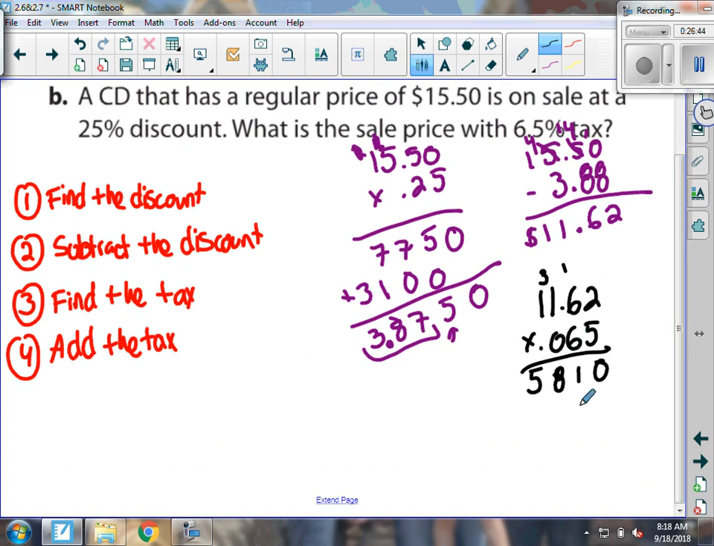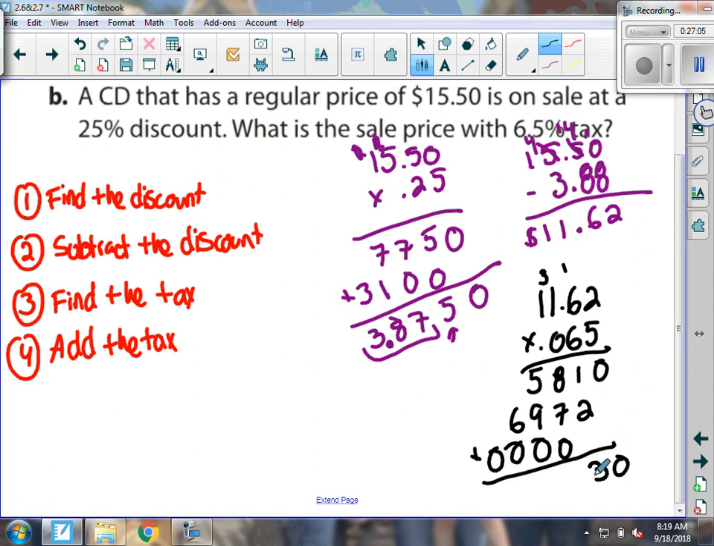6 times 2 is 12. 6 times 6 is 36. Plus 1 is 37. 6 times 1 is 6. Plus 3 is 9. 6 times 1 is 6. Then my next row is just going to be zeros. So multiplying by 0. Let's add this together.